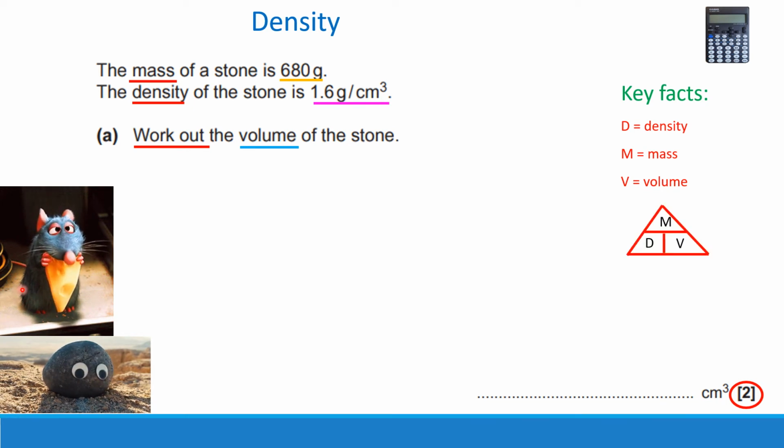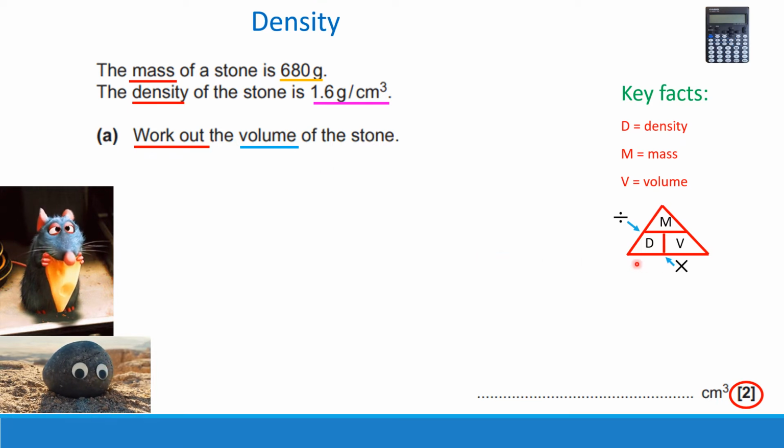So there is a formula for mass, density and volume where mass goes at the top, and density and volume are written underneath. The line in between the D and the V means multiply. Now the question wants us to work out the volume.